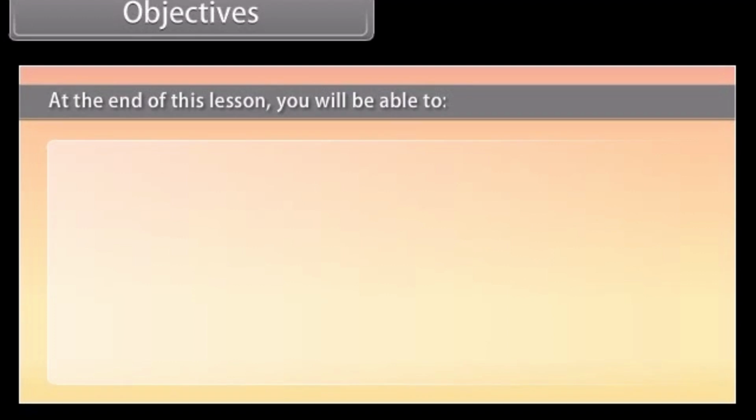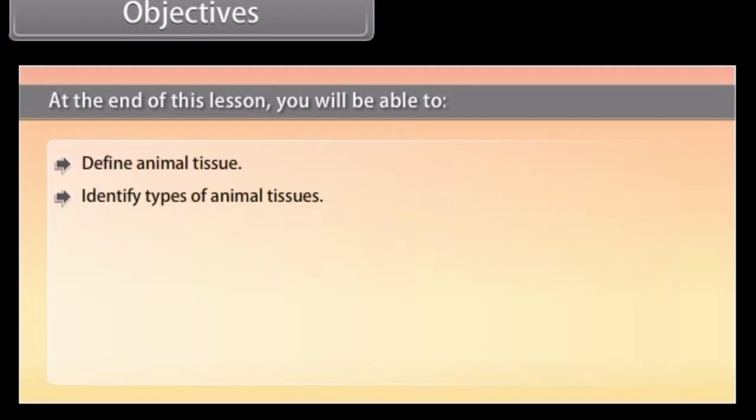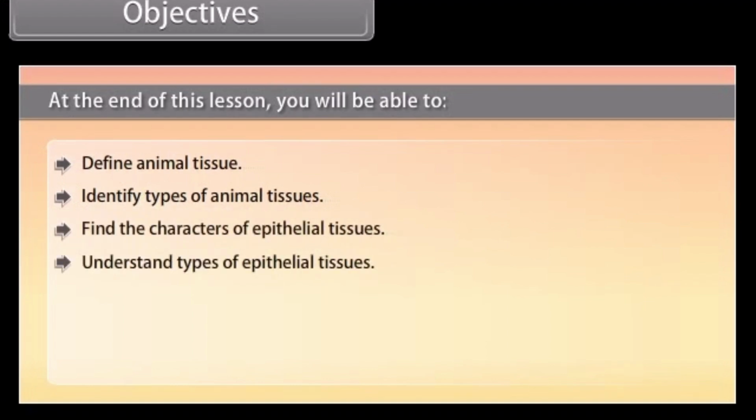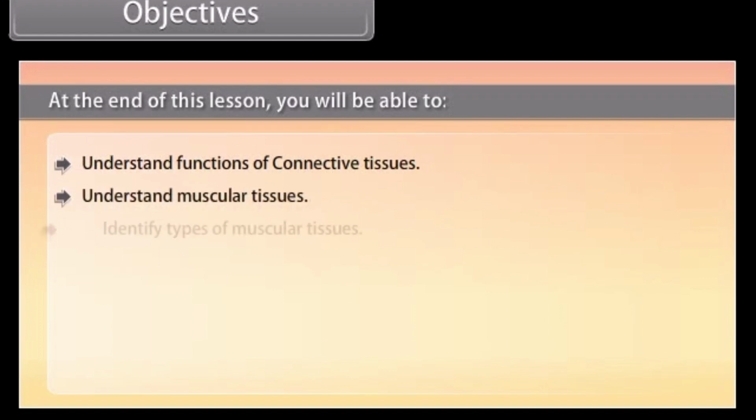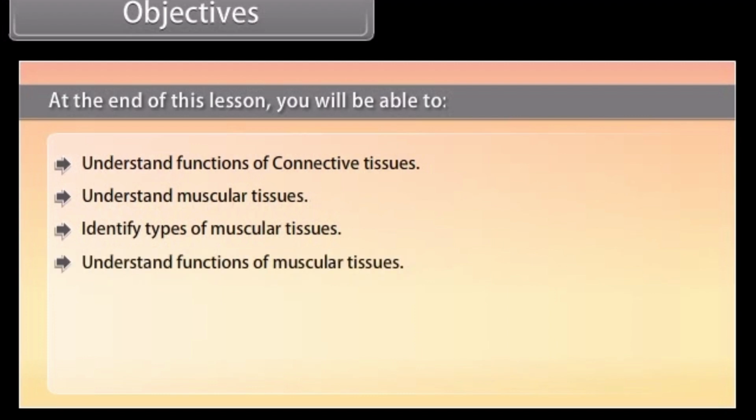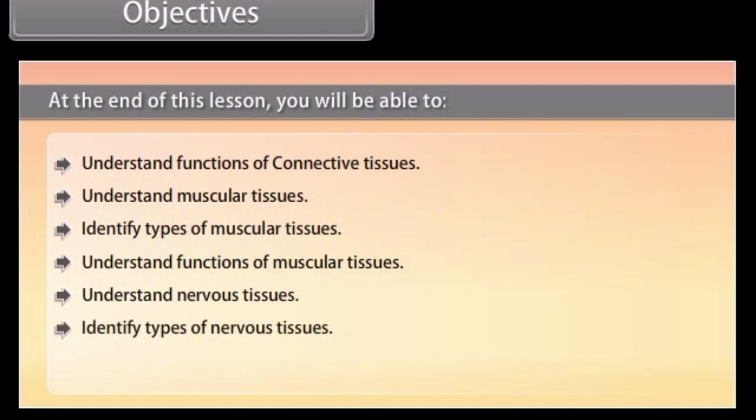Objectives. At the end of this lesson, you will be able to define animal tissue, identify types of animal tissues, find the characters of epithelial tissues, understand types of epithelial tissues, understand functions of epithelial tissues, find the characters of connective tissues, understand types of connective tissues, understand functions of connective tissues, understand muscular tissues, identify types of muscular tissues, understand functions of muscular tissues, understand nervous tissues, identify types of nervous tissues, understand functions of nervous tissues.